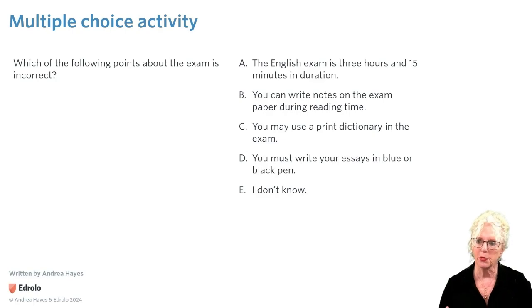Now, what do we know about the exam? Which of the following points about the exam is incorrect? A, the English exam is 3 hours and 15 minutes in duration. B, you can write notes on the exam paper during reading time. C, you may use a print dictionary in the exam. D, you must write your essays in blue or black pen.